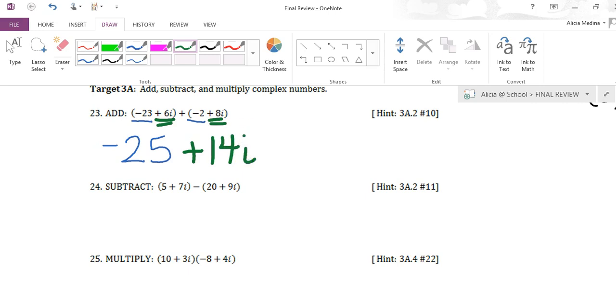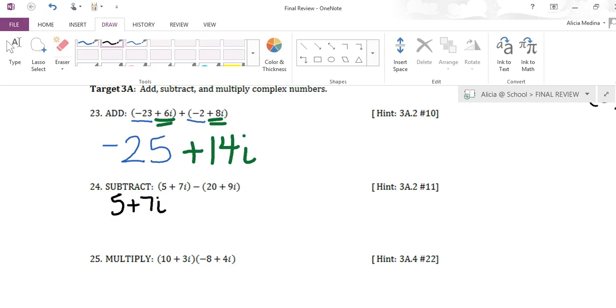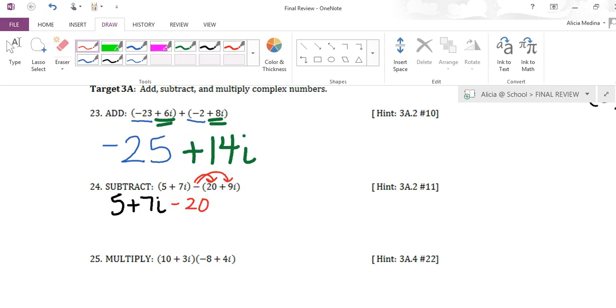When we are subtracting, one thing we have to be careful with is that subtraction sign is going to flip the signs of the second binomial. So the first binomial doesn't change. 5 plus 7i stays exactly the same. But that negative sign is going to change the second binomial. So a negative 1 times a positive 20 is going to be a negative 20. And a negative 1 times a positive 9i is going to be a negative 9i.